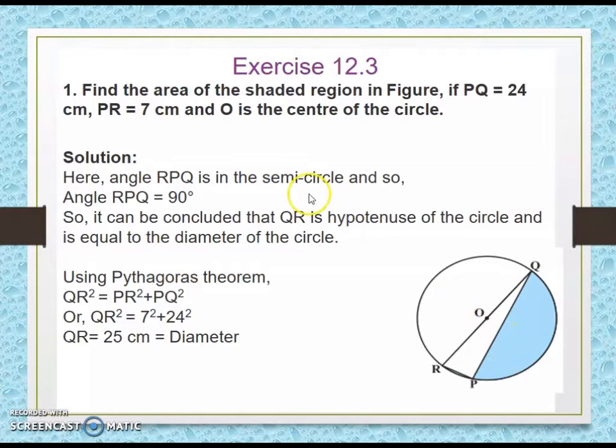Now here, if you observe, this is the diameter. This is passing through the center of the circle, and this angle RPQ is the angle in a semicircle, so it should be 90 degrees. So you can apply Pythagoras theorem here. Hypotenuse is RQ, so RQ square is equal to PR square plus PQ square. These values, PR and PQ, are already given. You can find QR, that will give you the diameter.